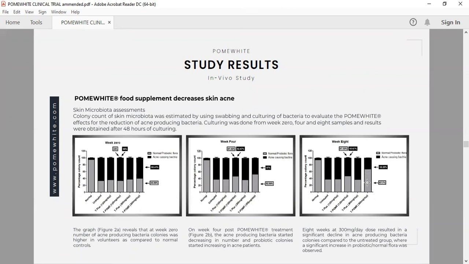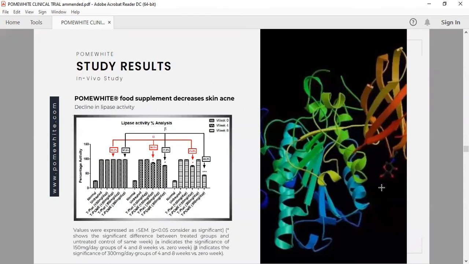These are the same things that we got in our in vitro study. In our in vitro study, the commensal bacteria increased and P. acne bacteria decreased after the treatment with Pomewhite. The same results are found from the clinical aspects, that again the acne producing bacteria become eradicated from the skin, while in case of Pomewhite, we have got a high number of commensal bacteria. Now the probiotic content of the skin is increased.